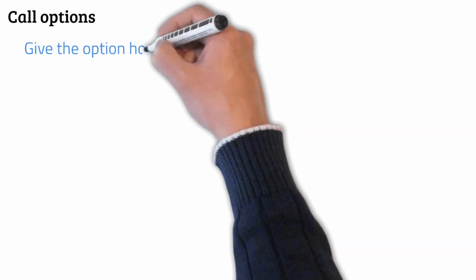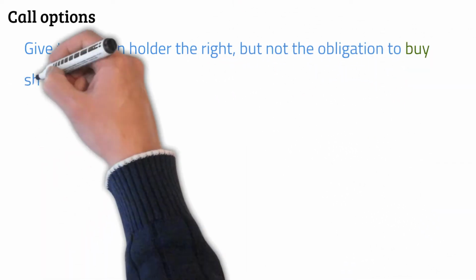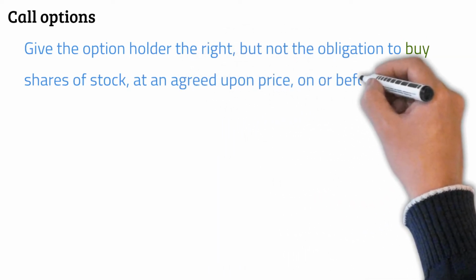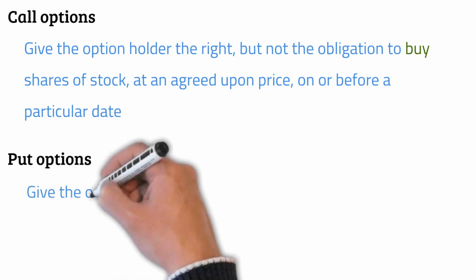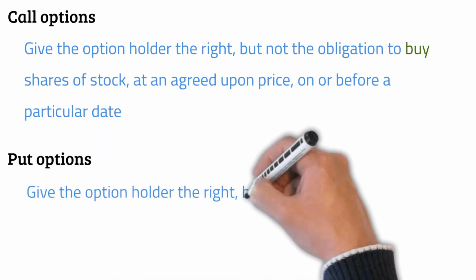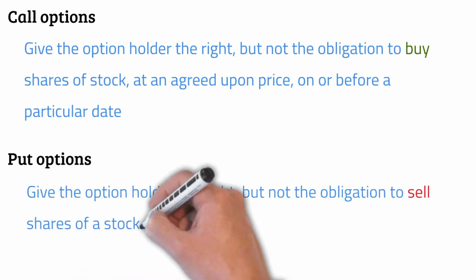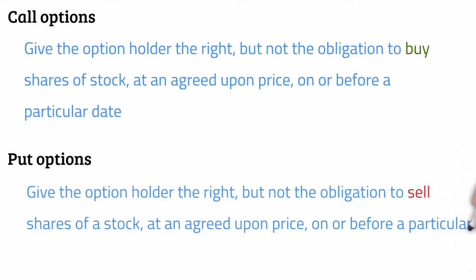Call options give the option holder the right, but not the obligation, to buy shares of stock at an agreed upon price on or before a particular date. Put options give the option holder the right, but not the obligation, to sell shares of stock at an agreed upon price on or before a particular date.